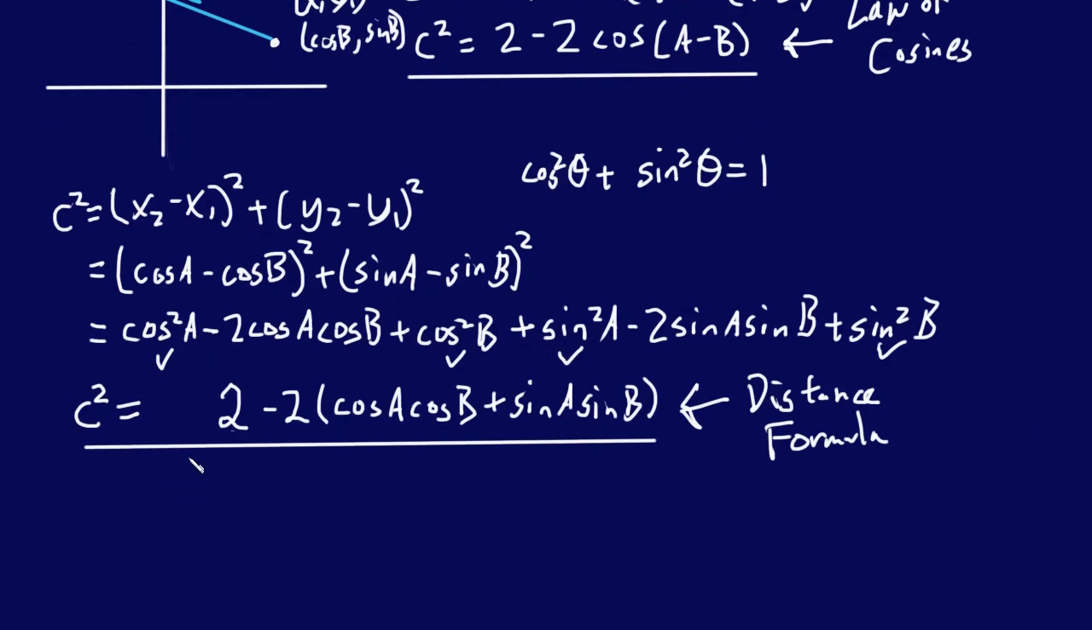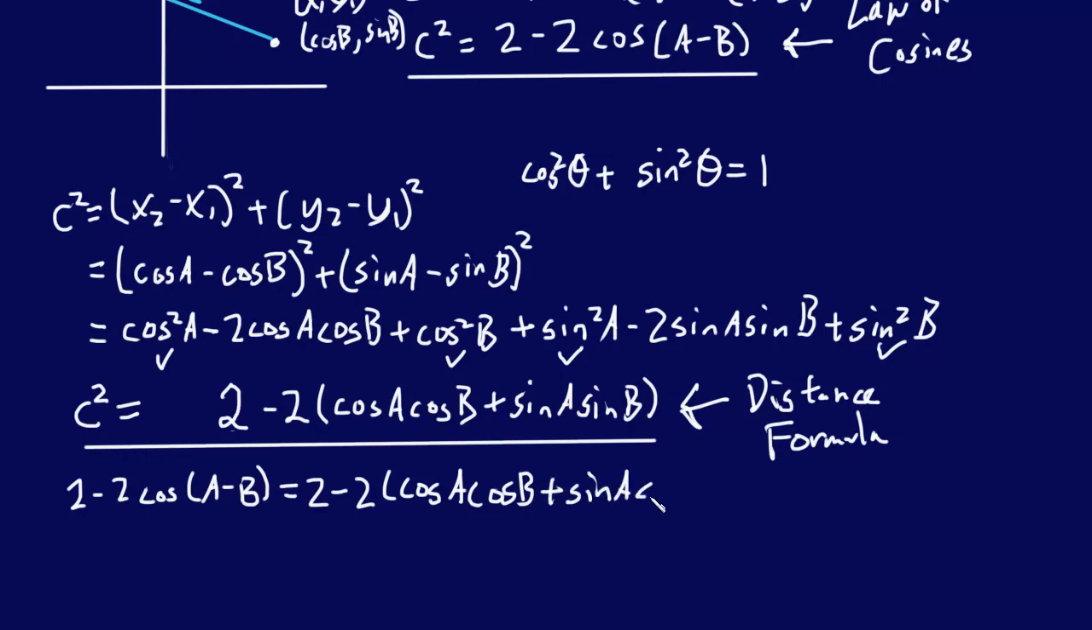And so when we use substitution, we can set them equal to each other. And what do we get? We get 2 minus 2 cosine A minus B. And that's equal to 2 minus 2 cosine A cosine B plus sine A sine B. And then we can simplify this equation further. We just subtract 2 off both sides. So then these all disappear.